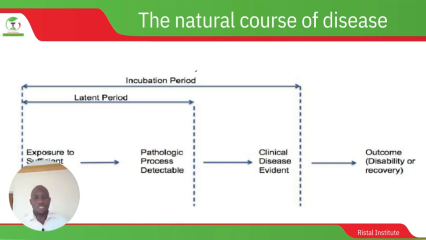Looking at the natural course of disease, a concept that I've been mentioning in this presentation, it relates to the fact that if you have an individual who has been exposed to a given pathogen, we look at how the condition will actually manifest across the period when the pathogen is within the host. So the initial step of having a disease manifesting is when a susceptible individual actually is exposed to a pathogen. Okay, so that is the period of exposure.